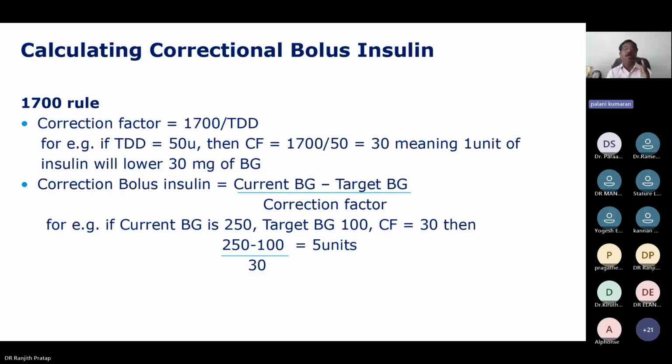Depending upon the blood sugar value, we can calculate this correctional bolus insulin. If the blood sugar is high, roughly about 250, and 1 unit will cover 30, that means the correction will be around 5 units. So you have to add these units to the bolus dose we have already calculated.